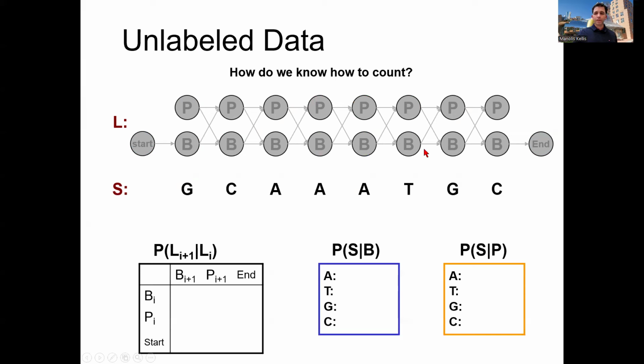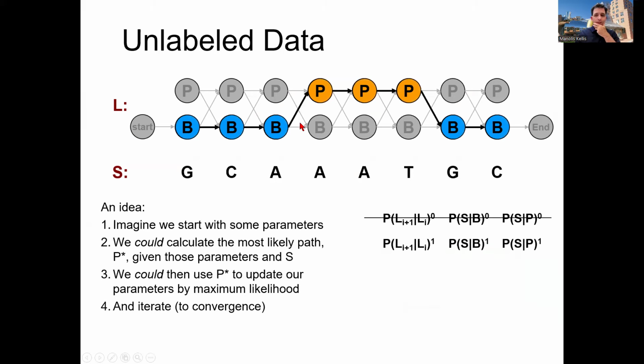If I have the parse, I can infer the parameters. And if I have the parameters, I can infer perhaps an even better parse. And now that I have a better parse, maybe I can infer better parameters, and so on and so forth. So basically what we can do is start somewhere with some parameters that might seem reasonable, and then infer the annotation based on those parameters.